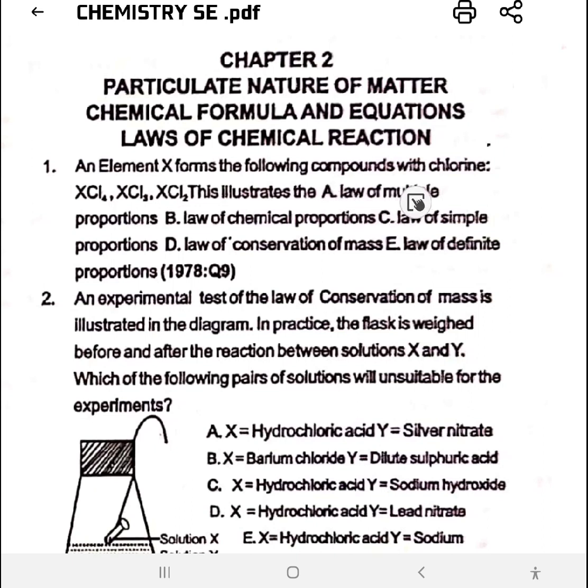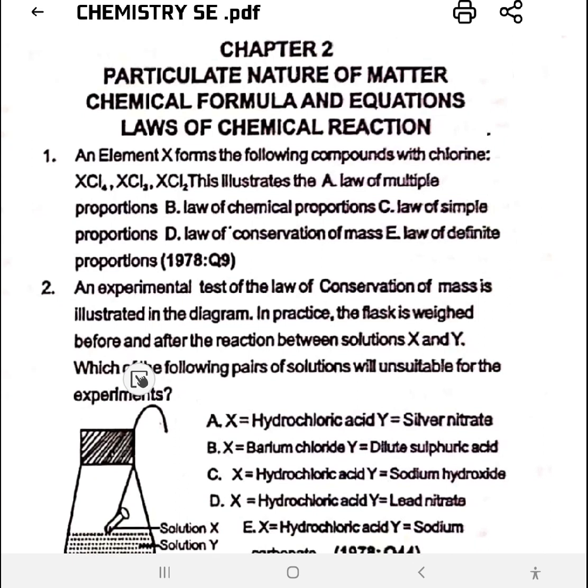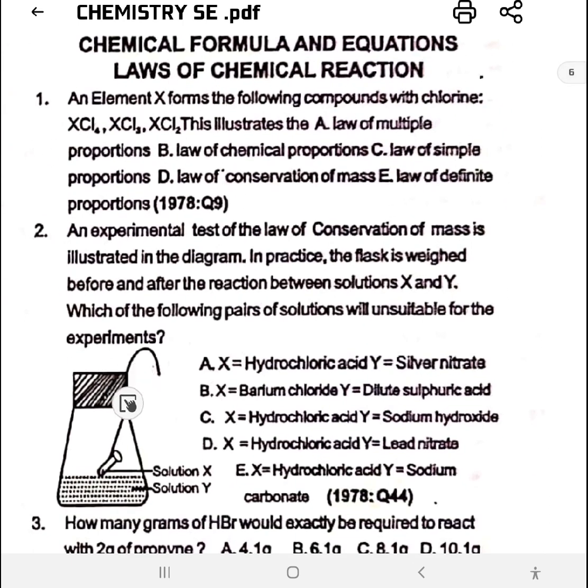A. 2. An experimental test of the law of conservation of mass is illustrated in this diagram. In practice, the flask is weighed before and after the reaction between solution X and Y. Which of the following pairs of solutions will be unsuitable for the experiment? The pair that will be unsuitable is any pair of solutions that will cause something to escape, for example, an escape of a gas.